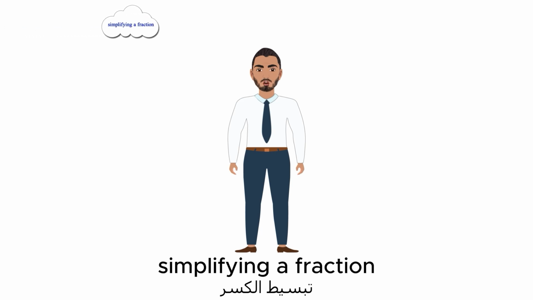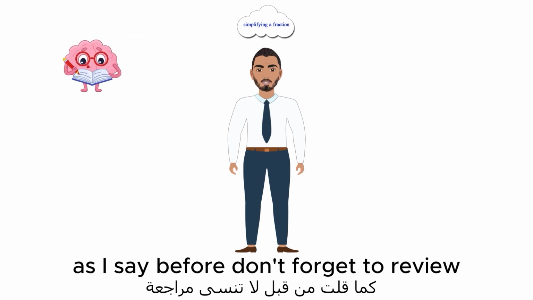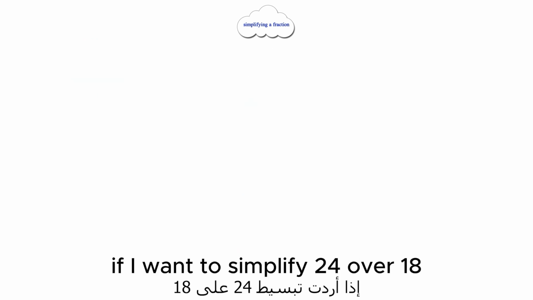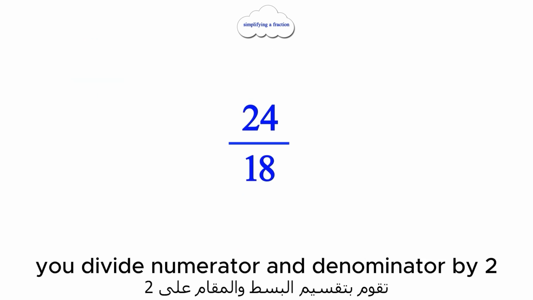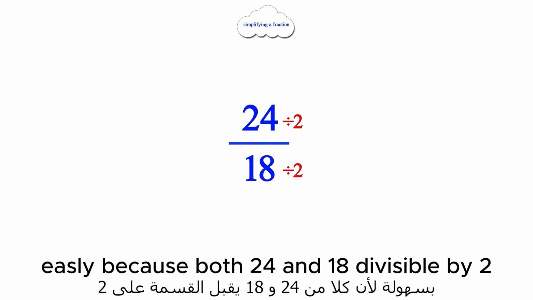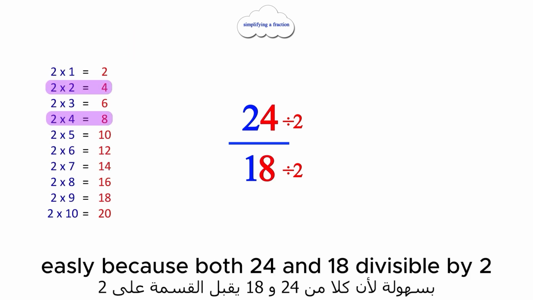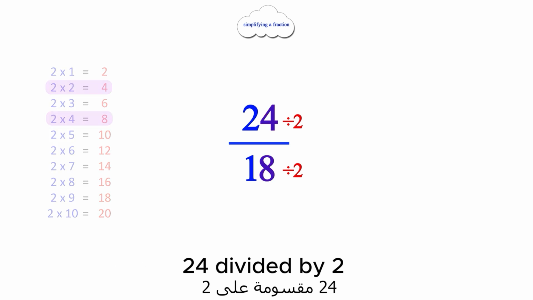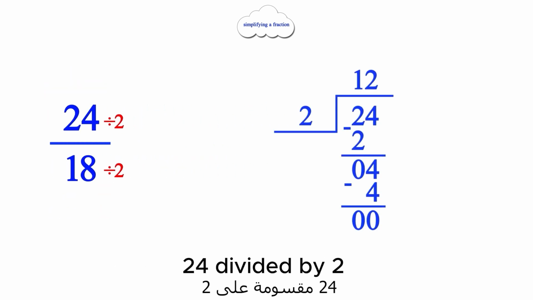Simplifying a fraction. As I said before, don't forget to review the characteristics of divisibility. If I want to simplify 24 over 18, you divide the numerator and denominator by 2. Of course you ask yourself why. Easily because both 24 and 18 are divisible by 2, since you can find 24 and 18 in the multiplication table of 2. 24 divided by 2 is 12.